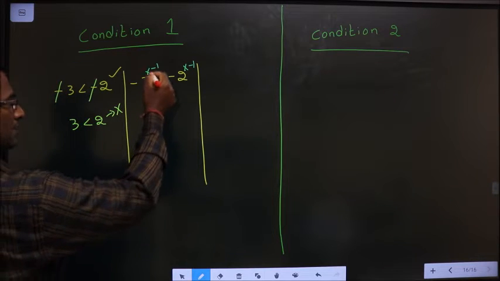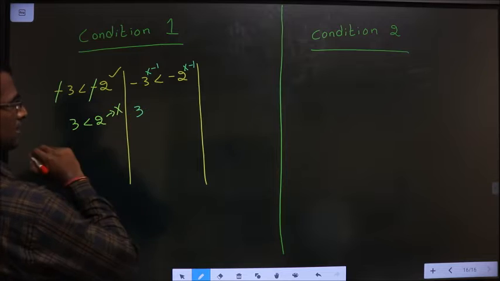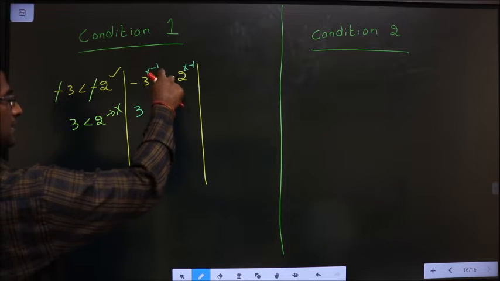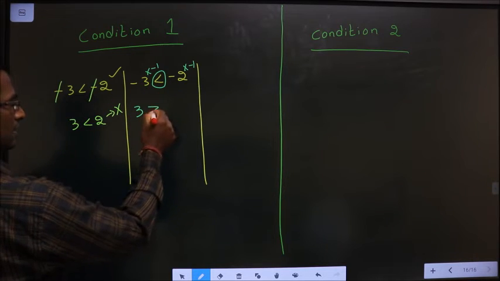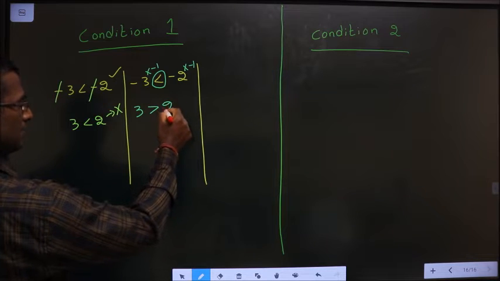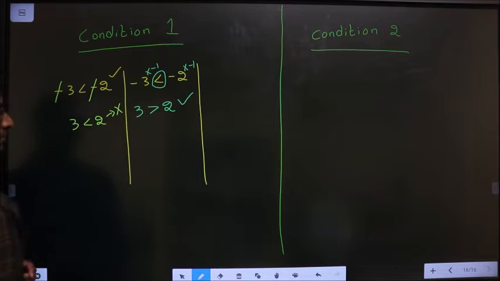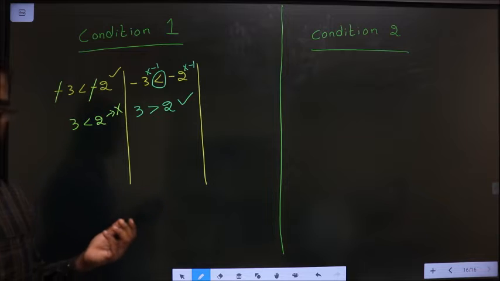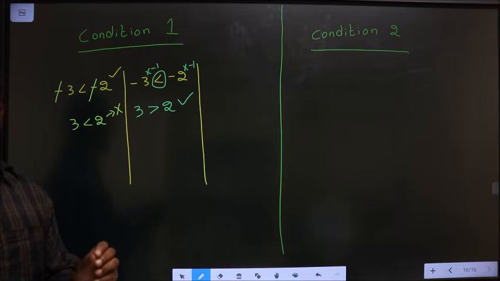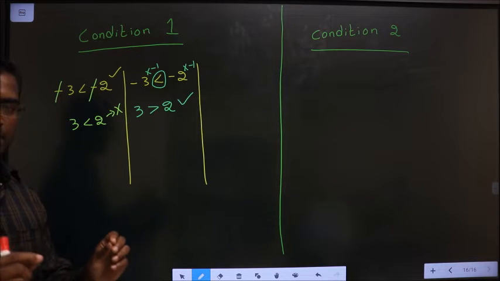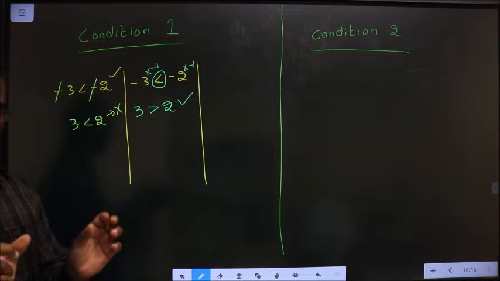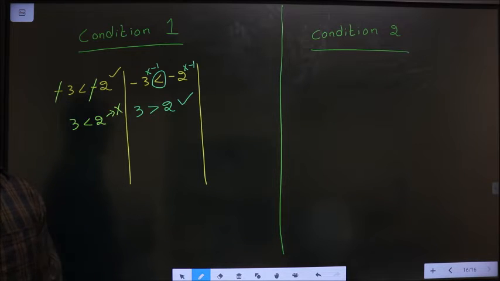What I mean is, see, minus 3 into minus 1 is 3. Change this direction. Greater than minus 2 into minus 1 is plus 2. Now this is true. Is the example clear? In inequality, if you are multiplying with a negative number, the inequality will change its direction.